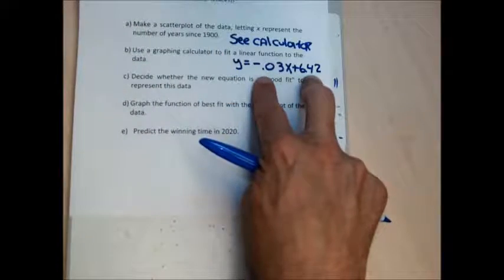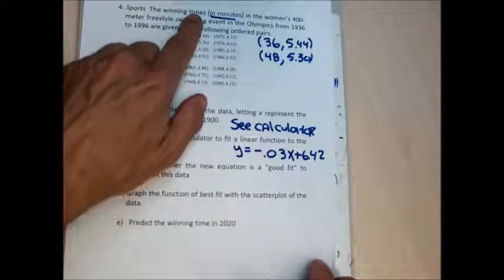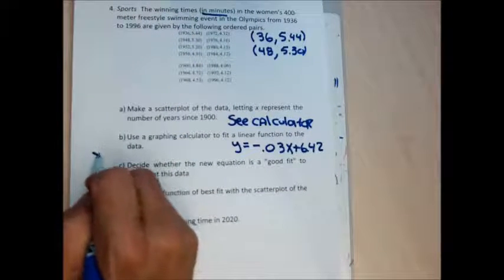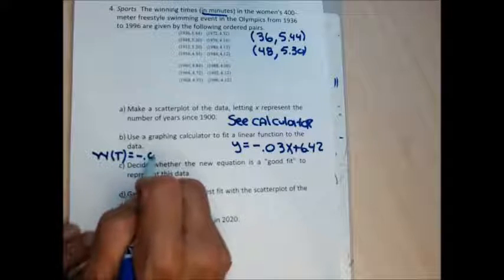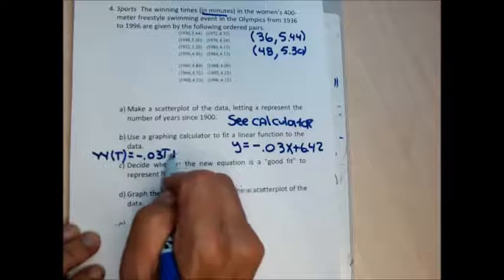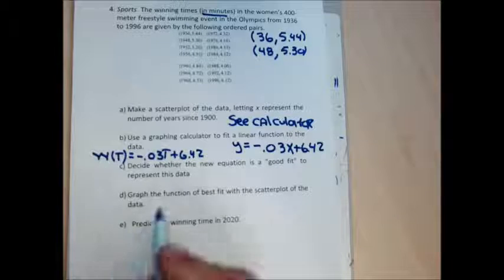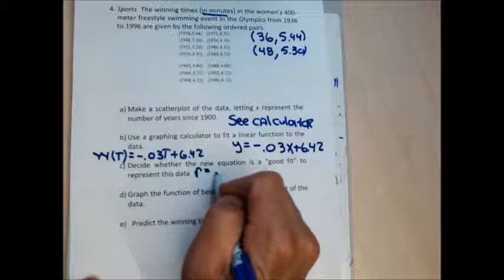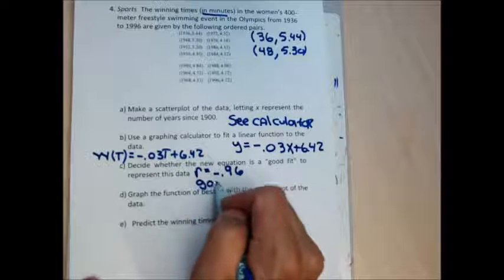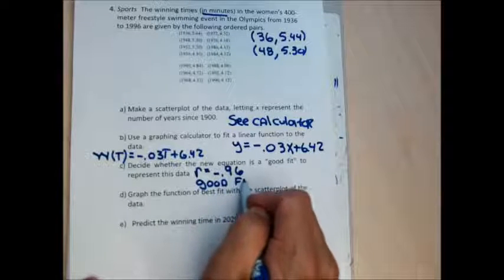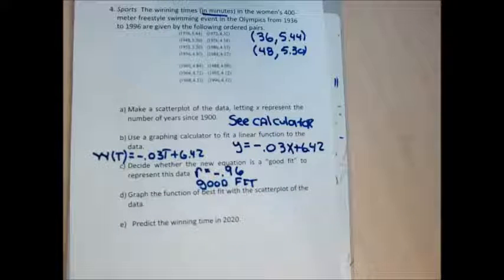If you want to clean this up and put it in function notation, it might be W for the winning time in the Olympics. I might do W for winning, T for time, equals negative 0.03T plus 6.42. That seems reasonable. And since the R is negative 0.96 rounded, it's a good fit. As long as the absolute value is bigger than 0.8, it's a good fit. And the absolute value of negative 0.96 is positive 0.96.